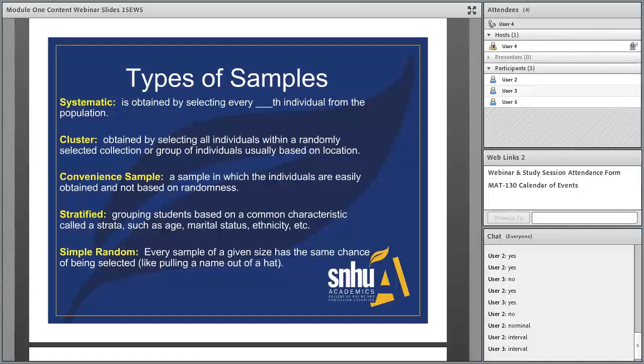Here are the different types of samples. I'm going to go through these definitions, and then I'm going to give an example of all of them that works together.